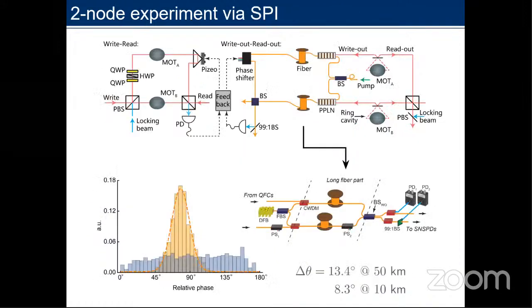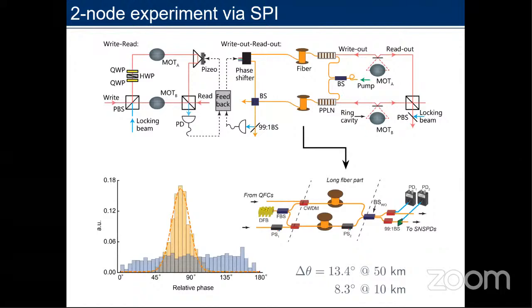Next, we implement a two-node experiment via single photon interference. The main difficulty lies in controlling the phase of the single photon interference. This problem is simplified to the locking of two interferometers, one for the write-read control beams and the other for the write-out, read-out single photons. The locking scheme for the two interferometers only works during the atom loading phase.